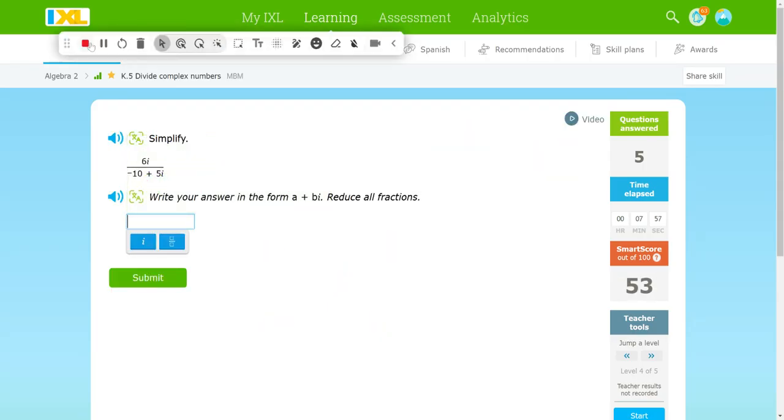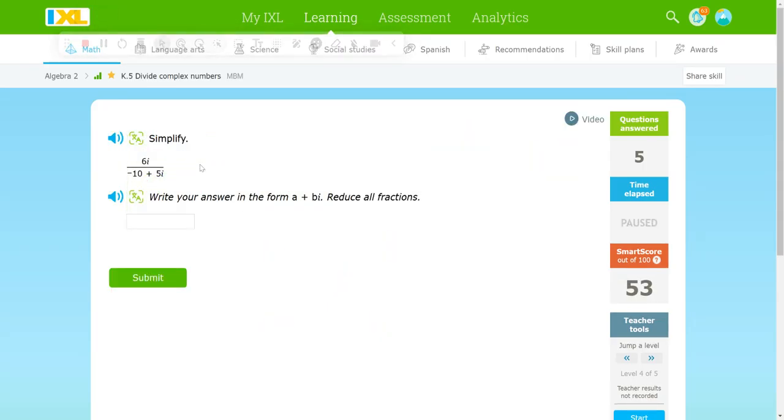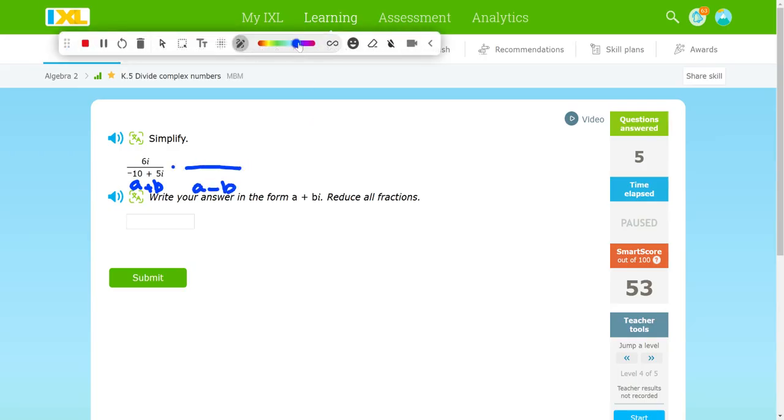Voila. Now we can see we need to multiply. This is like a plus b, so you need to multiply by a subtract b. Okay, so let's do that.